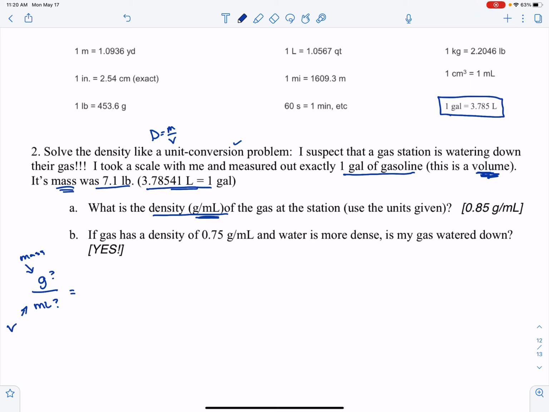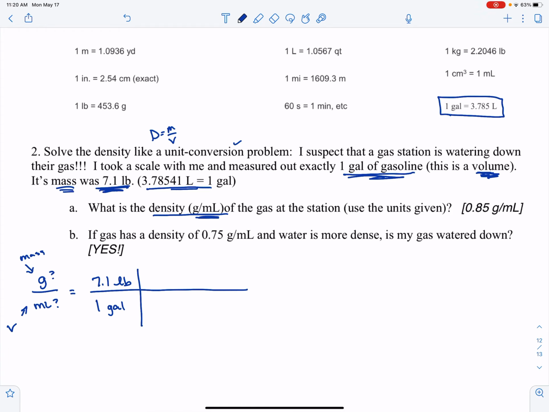So we look, where's our mass? Here's our mass, 7.1 pounds. Pounds are a type of mass. Use a scale with it. And then volume, over here, here's our volume. 1 gallon of gasoline. All right, so now we need to do a conversion.